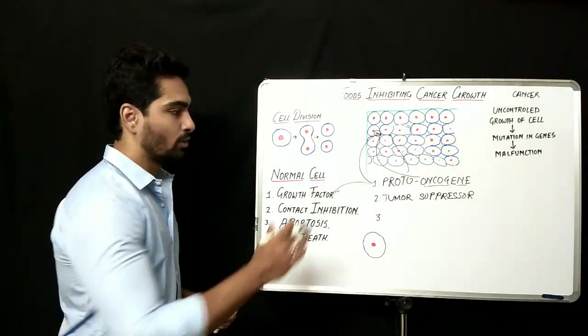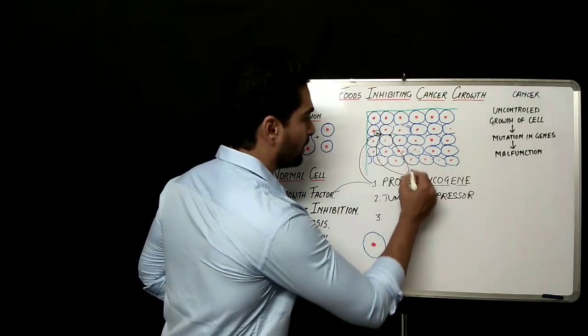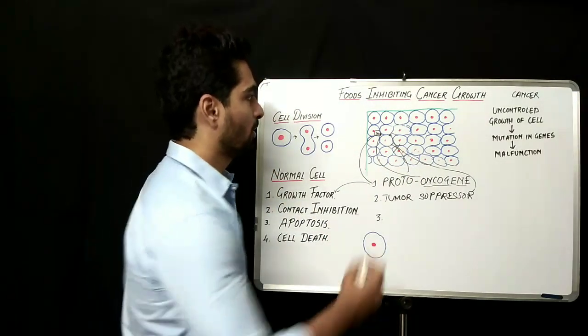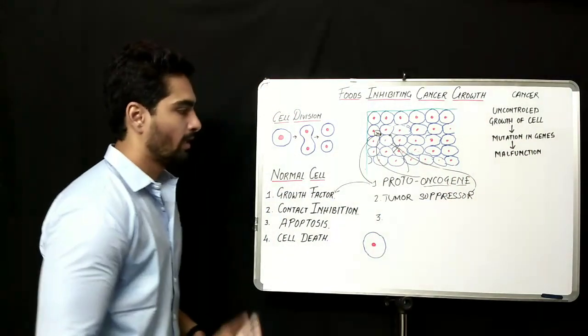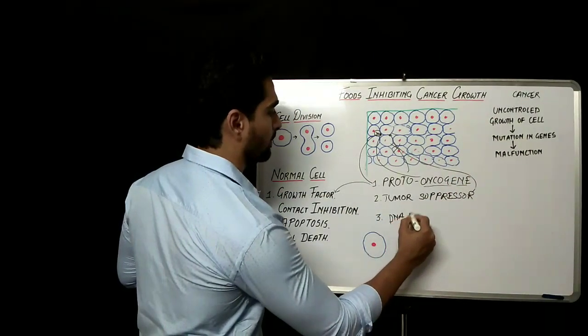But when the tumor suppressor gene undergoes mutation, this inhibition of the cell does not exist. That means the cell will grow in an uncontrolled manner. Thirdly, there is the DNA repair gene.